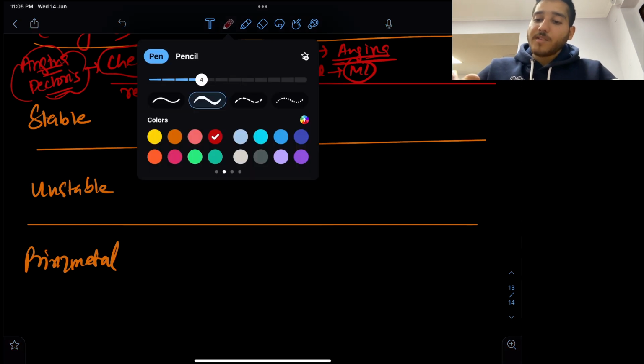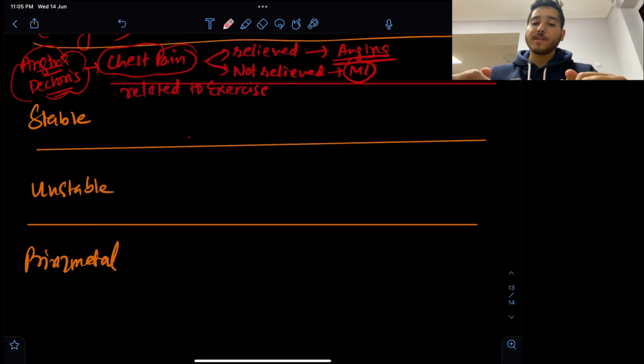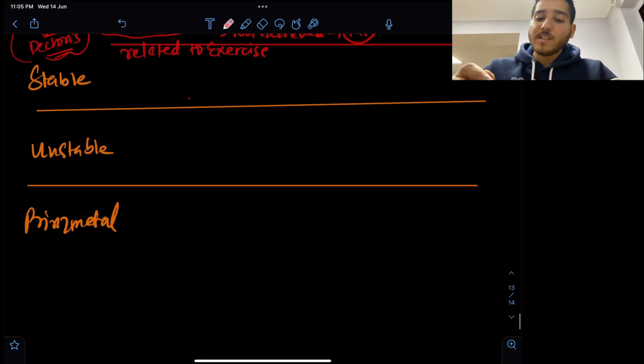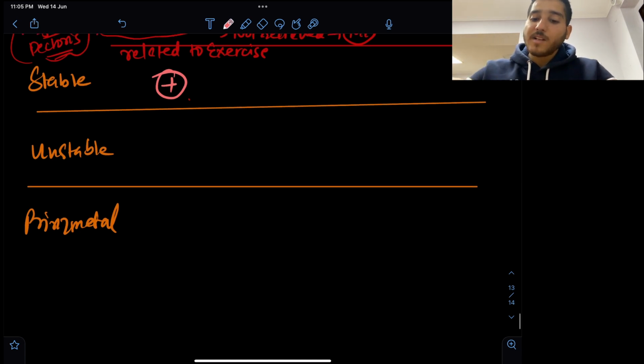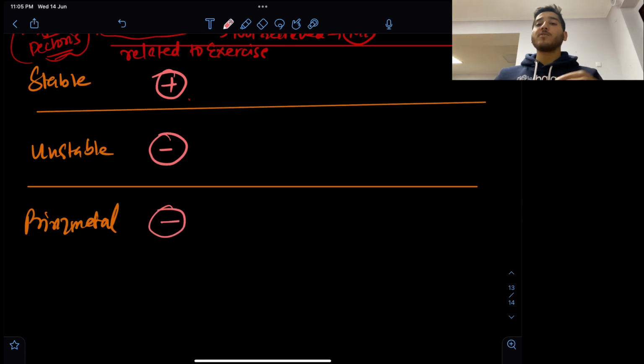First of all, how to differentiate between stable, unstable, and Prinzmetal angina. In stable angina, there will be chest pain related to exercise. The patient will complain, whenever I do exercises, whenever I go to the park and walk for 500 or 600 meters, I get chest pain. And whenever I sit in the park, my chest pain is relieved. So chest pain is relieved at rest. In unstable angina and Prinzmetal angina, chest pain can arise at rest also. So they are not related to exercise.